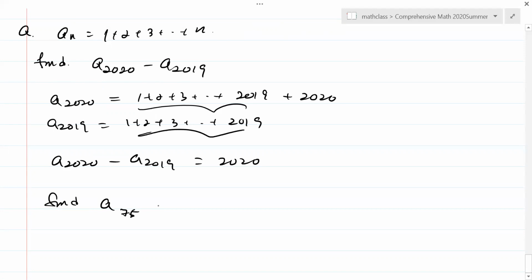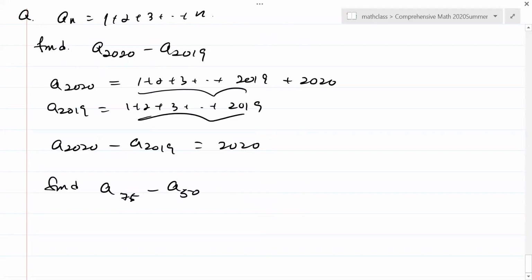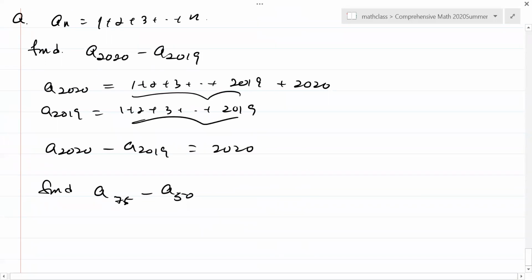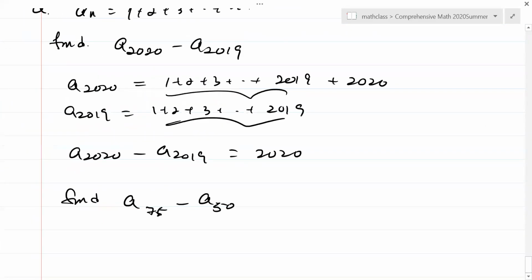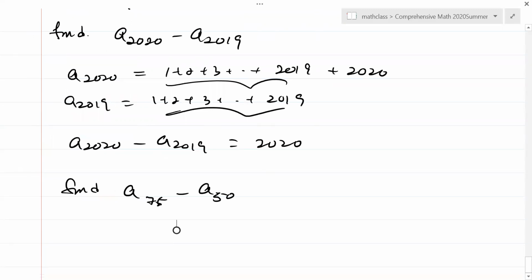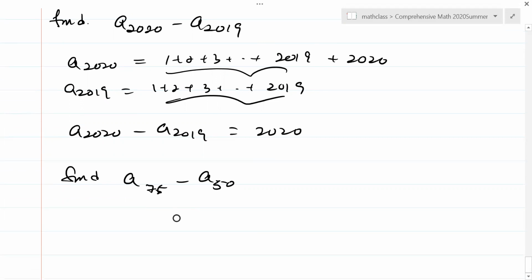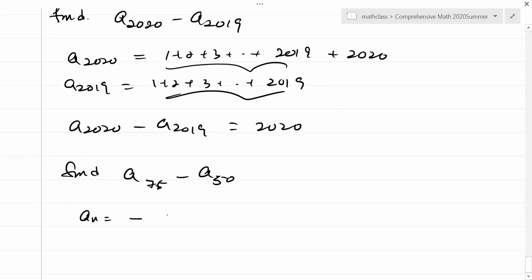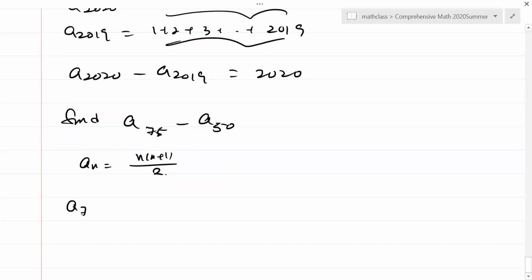Now, if I ask you to find a_75 minus a_50, how can you do that? Is there any idea? In this case, you have to find the sum. A_n is going to be n(n plus 1) divided by 2. So a_75 minus a_50 is 75 times (75 plus 1), which is 76, minus 50 times 51, all over 2.